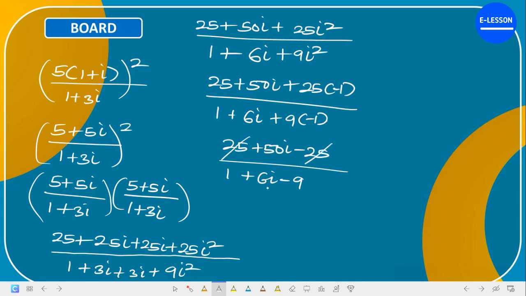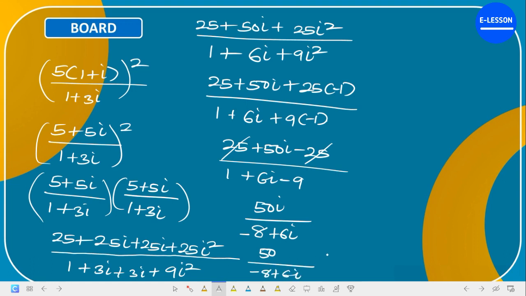25 we cancel 25, so we are left with 50i all over 1 minus 9, which is what? Minus 8 plus 6i. Now at this point you cannot leave it in this form, you have to rationalize. How do we rationalize? We rationalize by multiplying both up and down by the conjugate of the denominator.